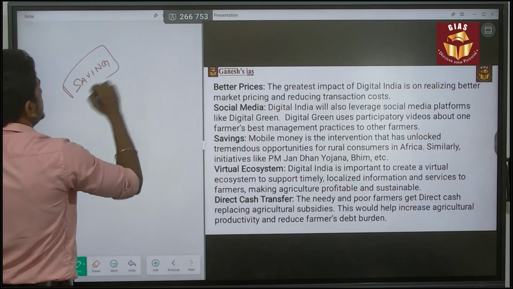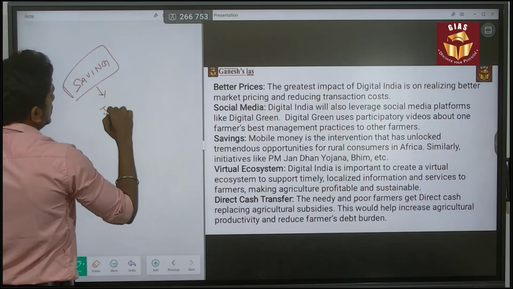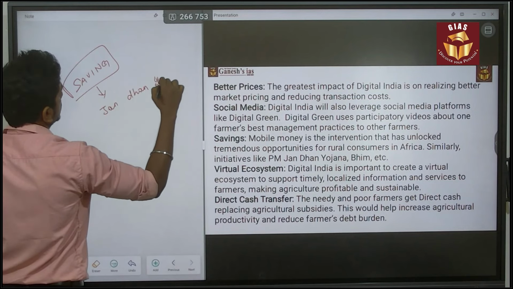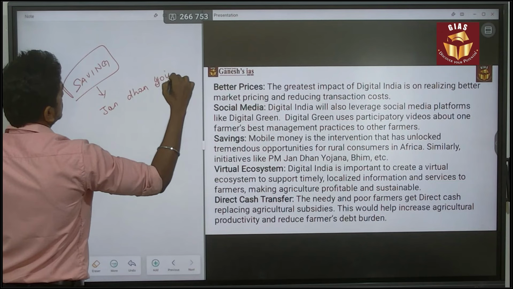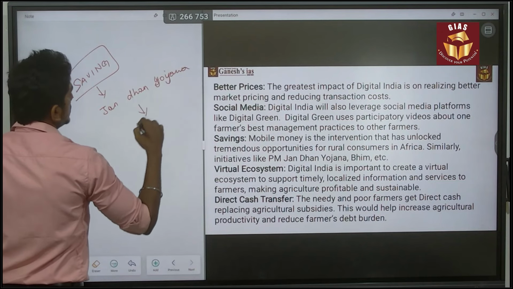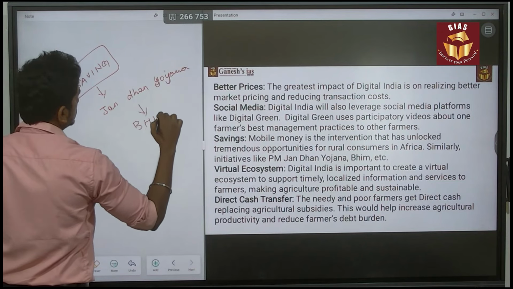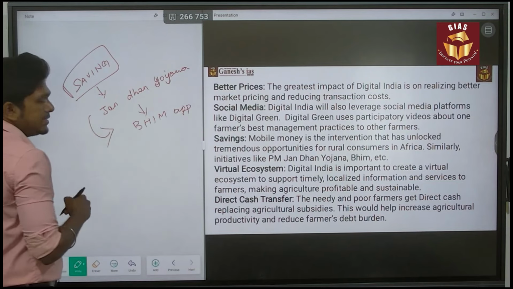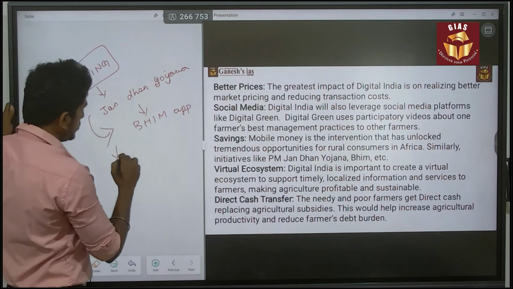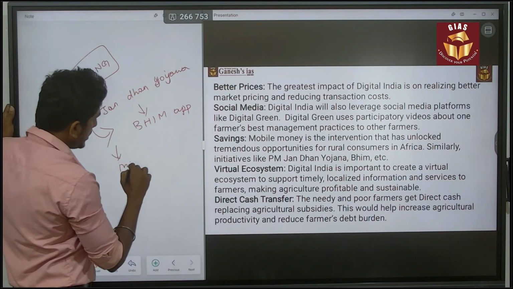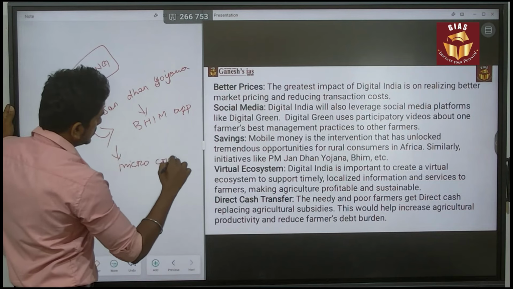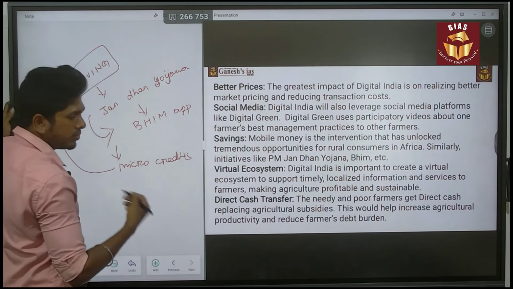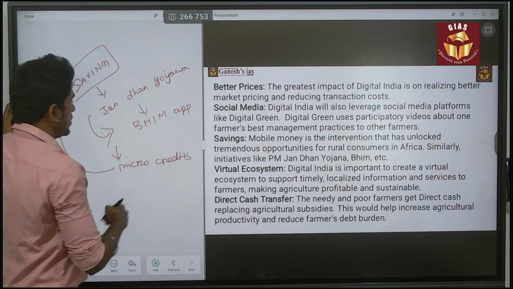Through the Digital India program, they introduced a scheme called Jan Dhan Yojana, or else the BHIM app. By this, the farmers can easily save their money, and it also gives them micro credit facilities. So again, it is going to be an investment for the farmers. That is how it is going to help.